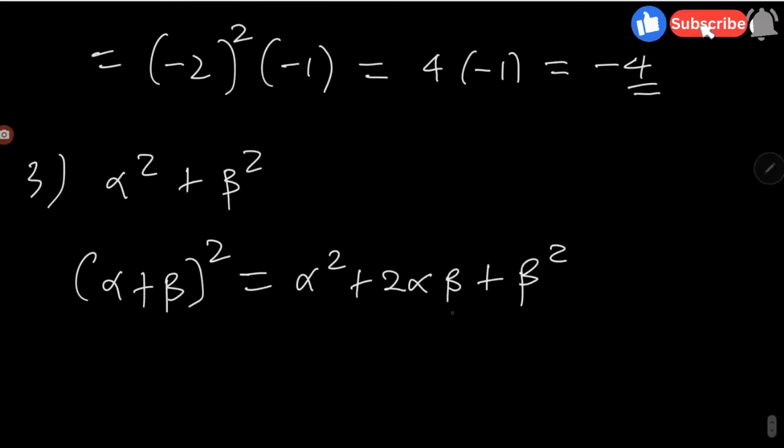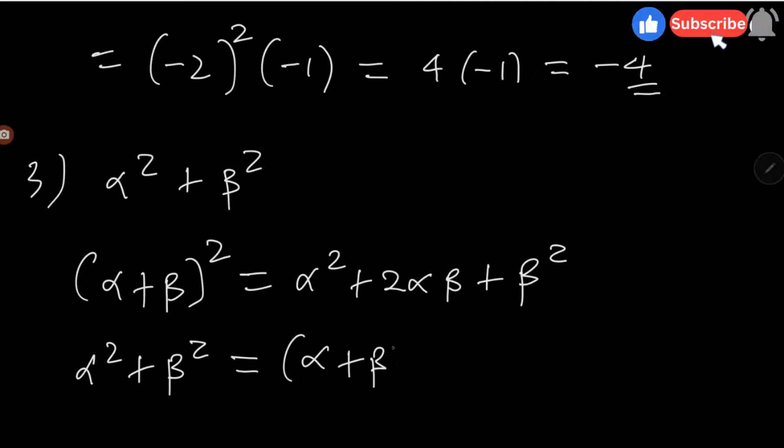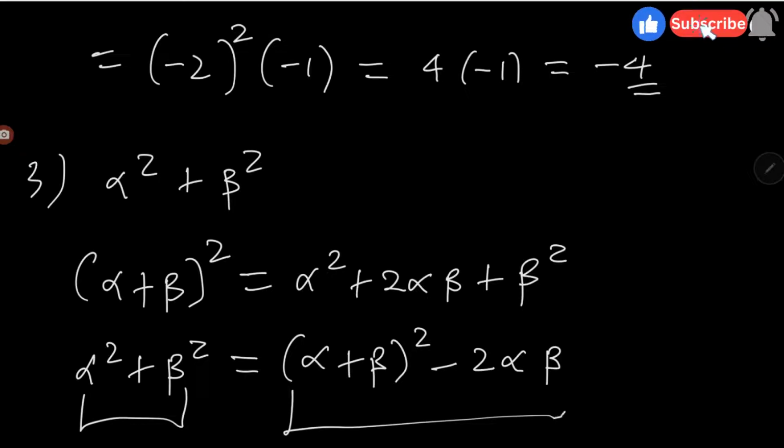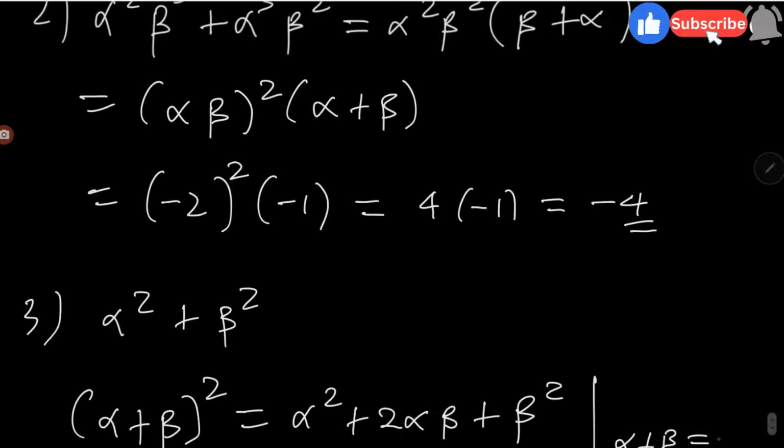make alpha squared plus beta squared the subject and say alpha squared plus beta squared will be equal to alpha plus beta squared, and this 2 alpha beta will move to the other side and it will be minus 2 alpha beta. So this is an equivalent of that, and I know that alpha plus beta, I already have it. So alpha plus beta, I already have it here on top. It's -1.